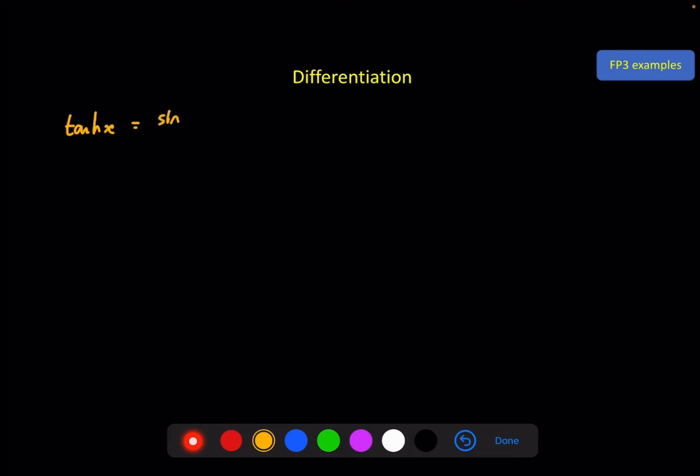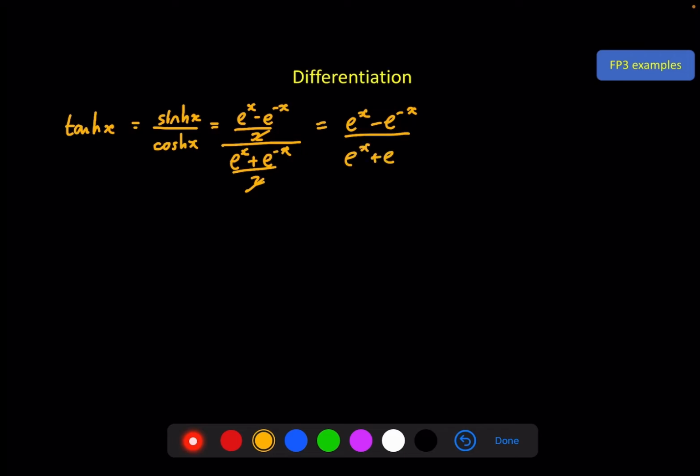Tanh x is sinh x over cosh x. And the exponential form of sinh is e to the x minus e to the minus x over 2, divided by cosh, e to the x plus e to the minus x divided by 2. So the 2's cancel and we get e to the x minus e to the minus x over e to the x plus e to the minus x. But that's not normally how you will see tanh written. How you'll normally see it written is e to the 2x minus 1 over e to the 2x plus 1.